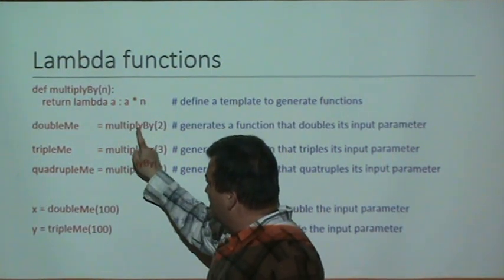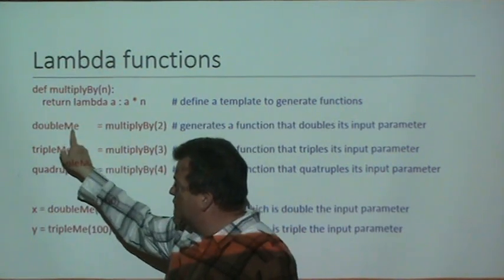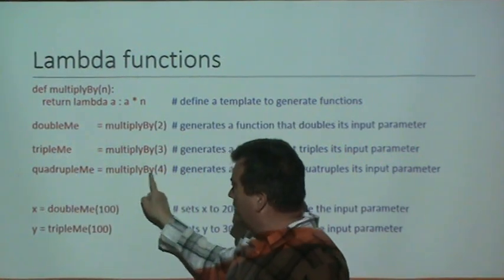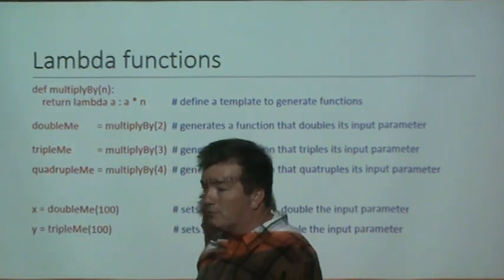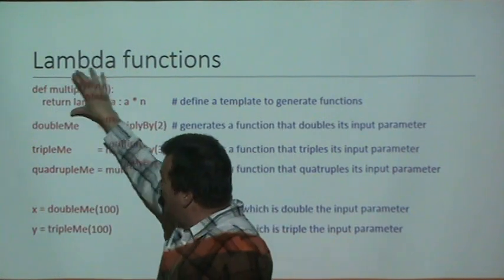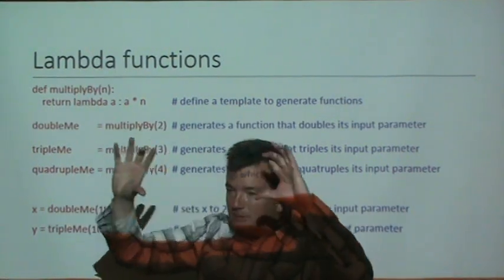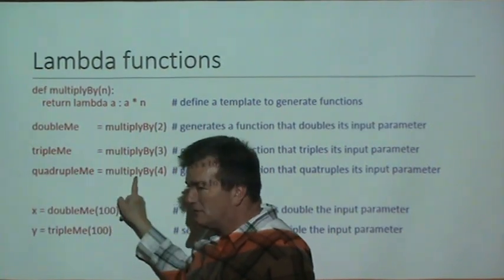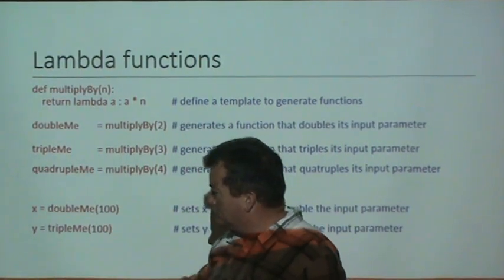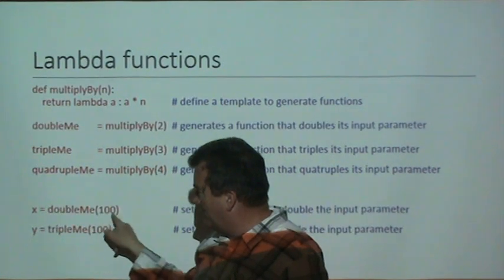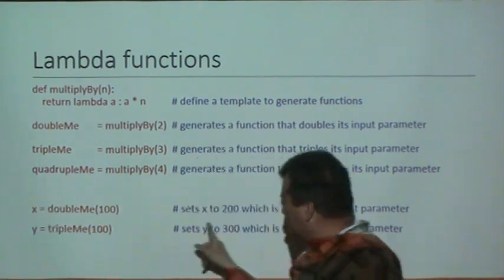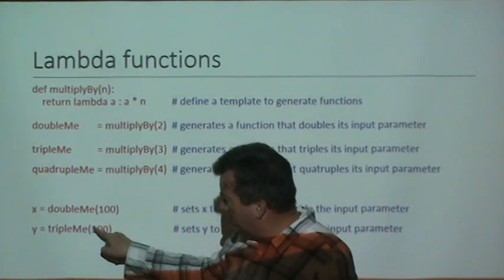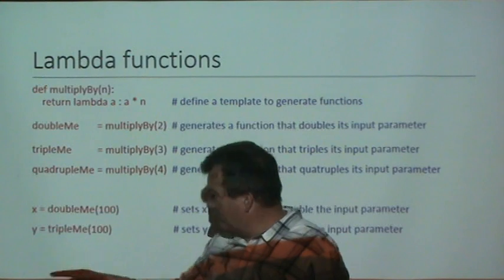So now I can say multiply by 2 is a function called double me. Multiply by 3 is a function called triple me. Multiply by 4 is a function called quadruple me. So the lambda function supplies a template for how to build functions. Here I'm actually building the functions, and here I'm using the function. So if I say x equals double me and pass in a parameter of 100, x will become 200. If I say triple me and pass in a parameter of 100, y will become 300.